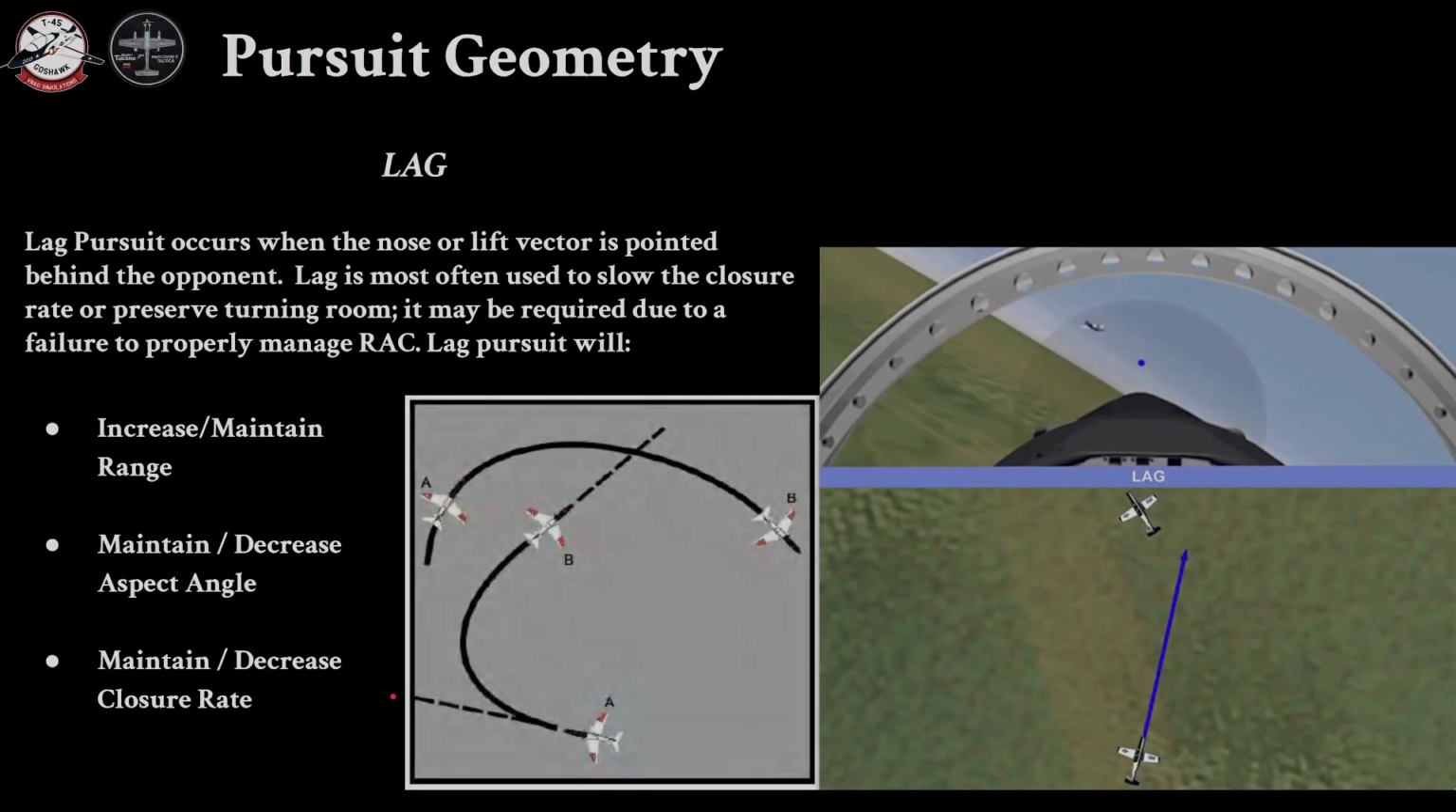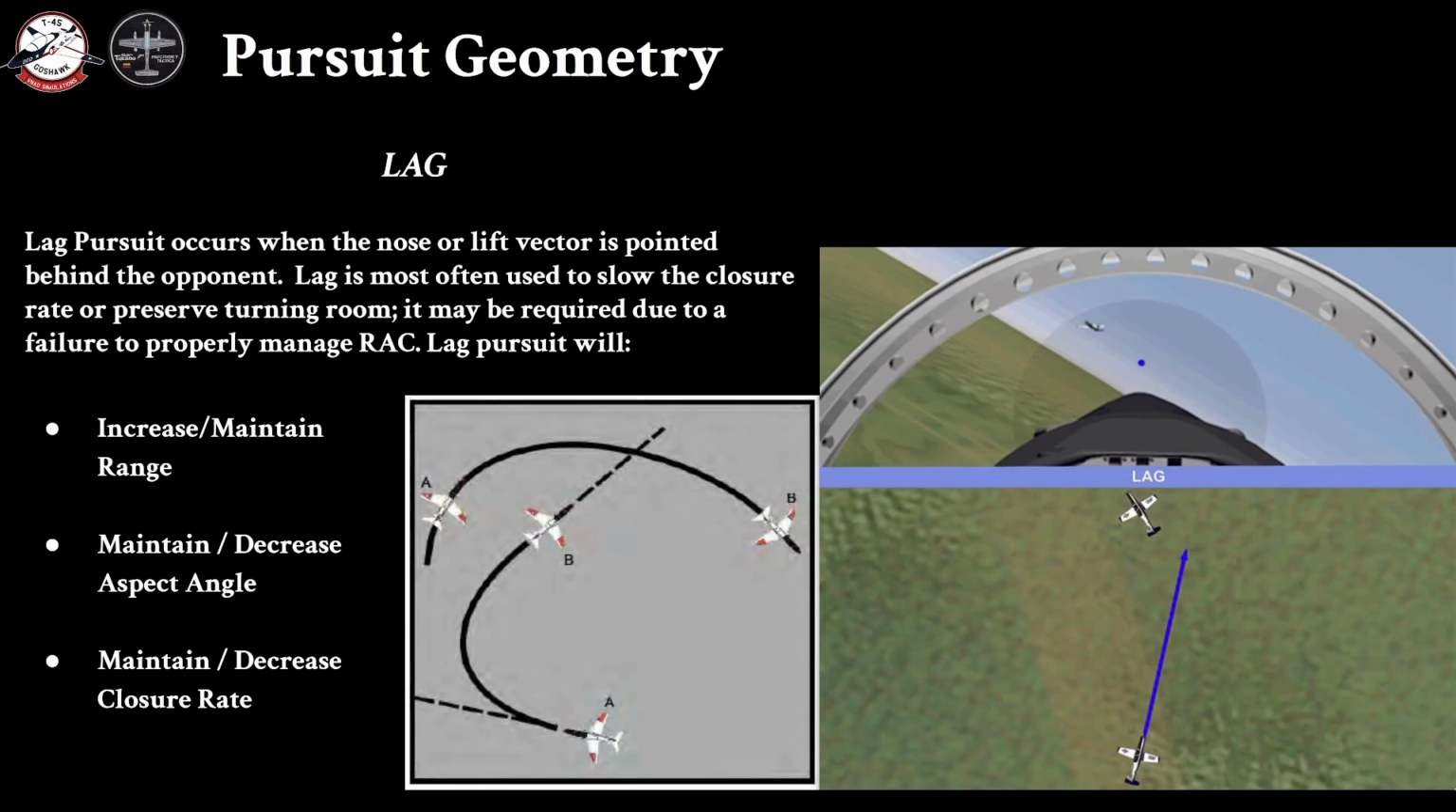Okay. The next one is lag. So lag simply means that your nose is falling in behind the other aircraft, right? So you're putting your nose behind them. You end up really managing your closure rate; it drops quite a bit in here, and it almost goes to only having speed as the overtaking factor, right? So balancing these three concepts, these three geometries, allows you to manage your closure rate without needing to add additional thrust, right?